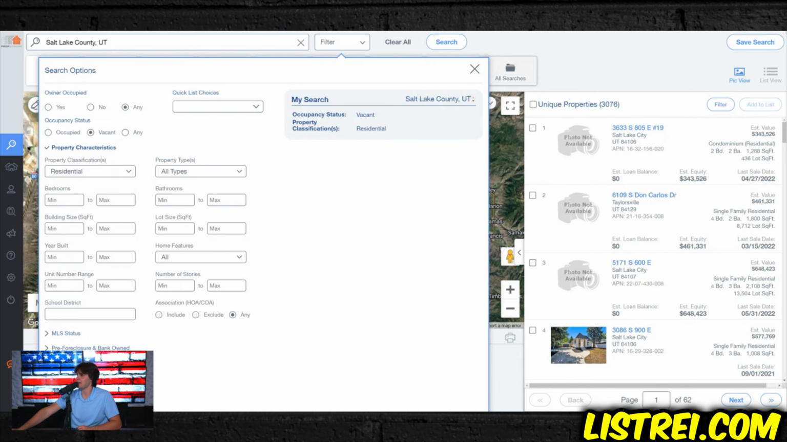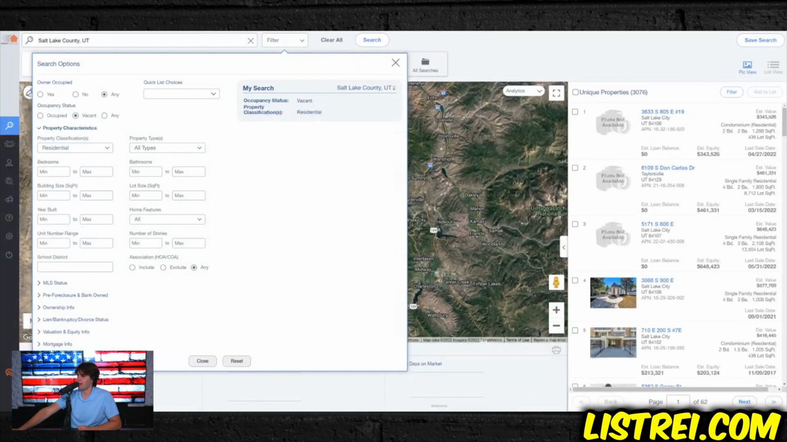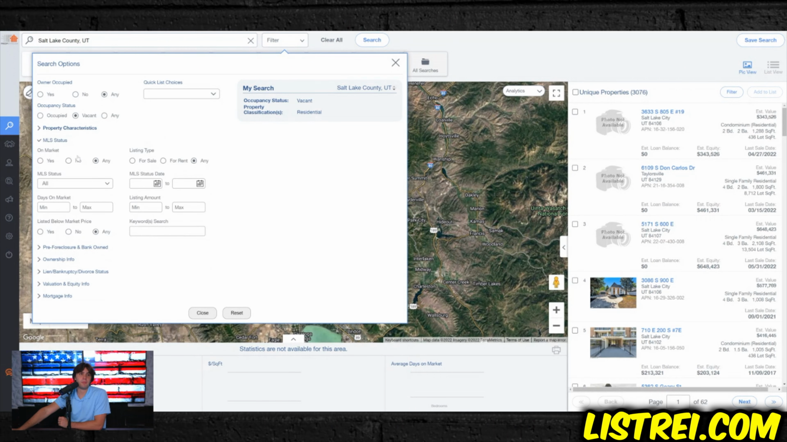I don't want to get too confusing on anything else. Some people tell you to do your build and all this stuff. Honestly, I don't really like touching this because there are wholesale deals everywhere. One other big part here is we do not want to be wholesaling properties that are listed with a realtor. So when it says the on market section right here, I'm just going to click no, and boom, we're reduced.